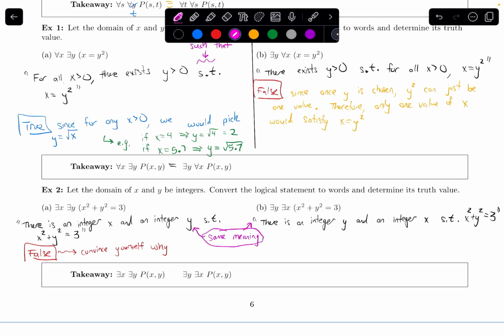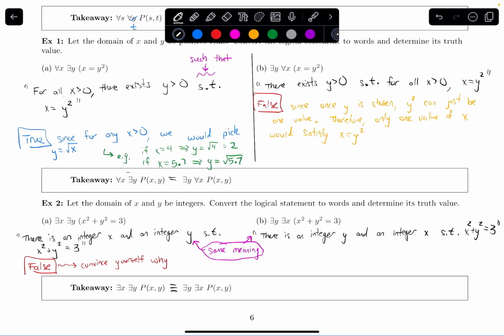So in general, when we have two there exists quantifiers and I switch their order, they will be equivalent. So the one that we have to be especially careful with is when there's a for all and a there exists. Switching their order definitely makes a difference.